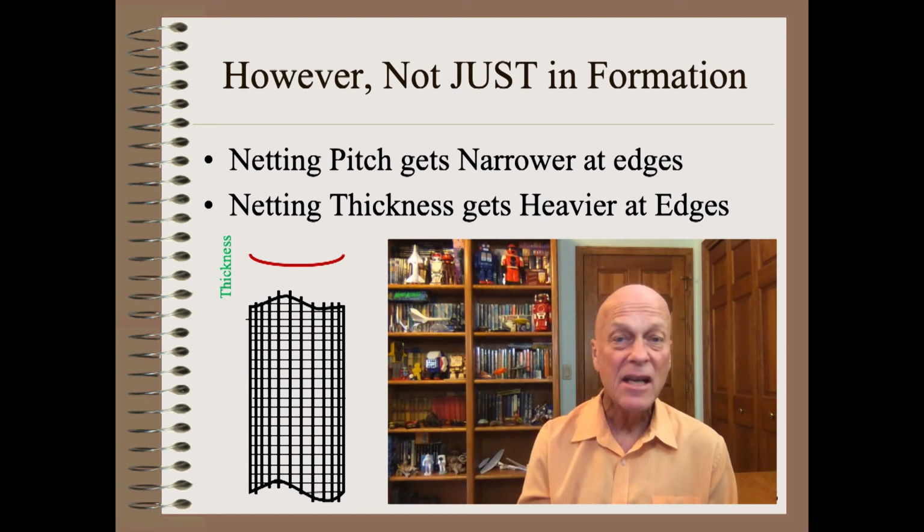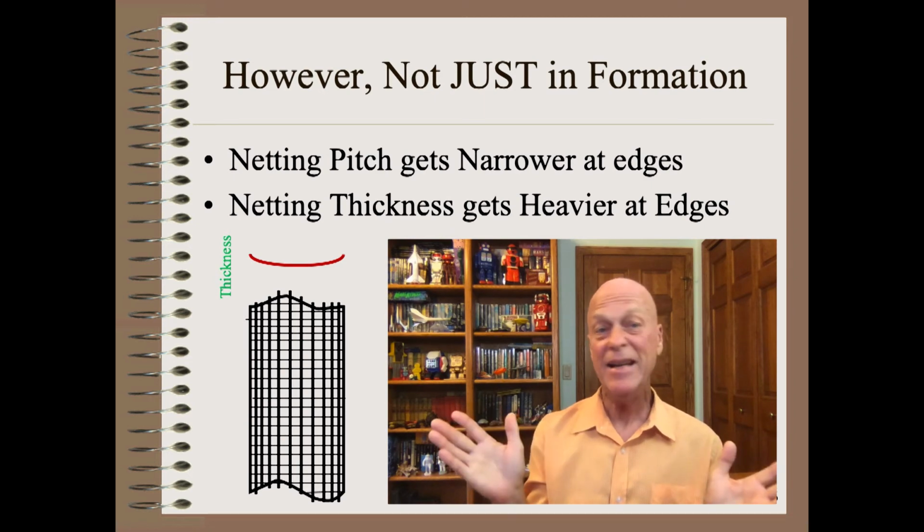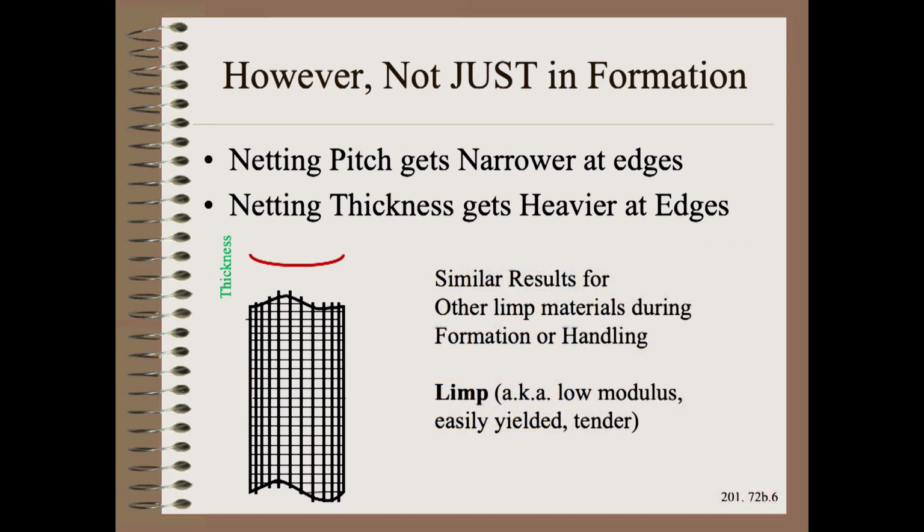However, this physics is not only showing up on netting and mesh, it can also show up on any limp material. By limp, we mean low modulus, easily yielded, tender, and so on.